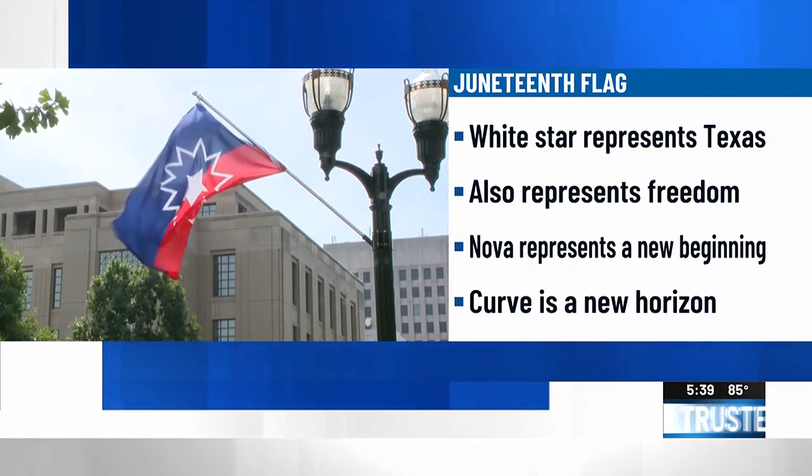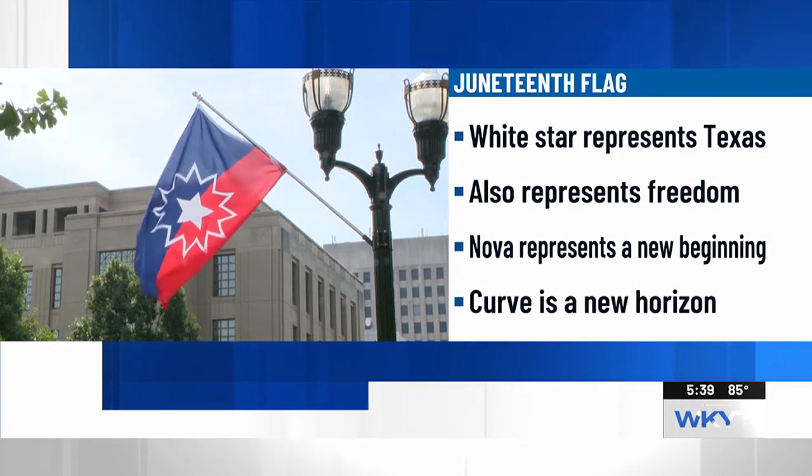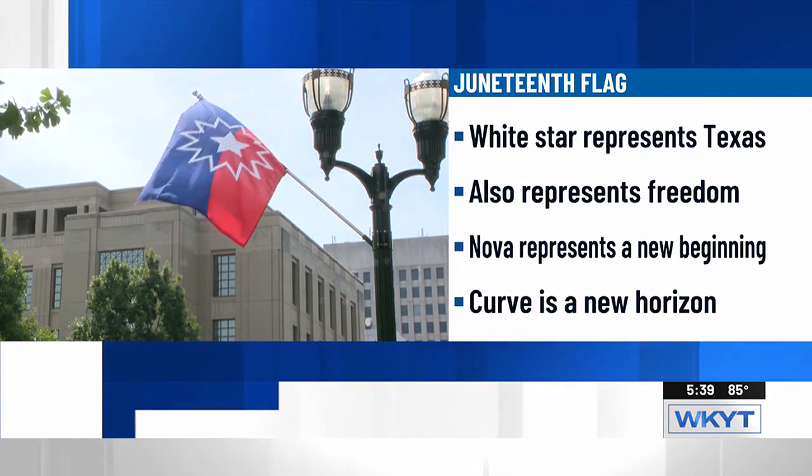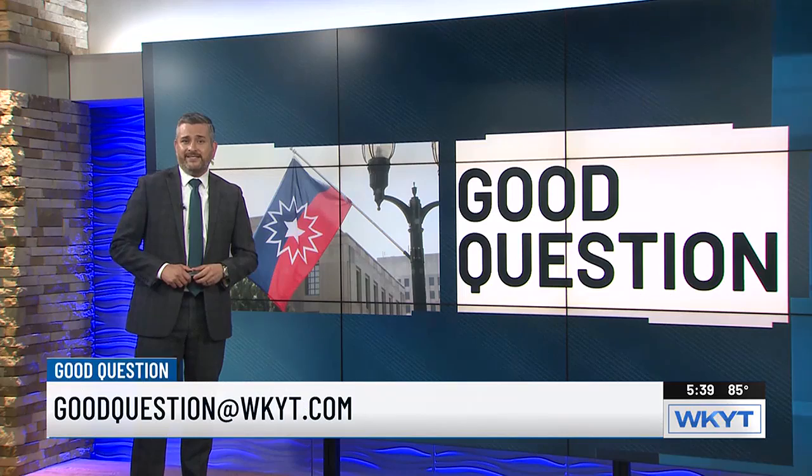And those colors, red, white, and blue, represent the American flag, a reminder that people who were enslaved and their descendants were and are Americans. Well, some versions also include the date of the first Juneteenth, June 19, 1865.